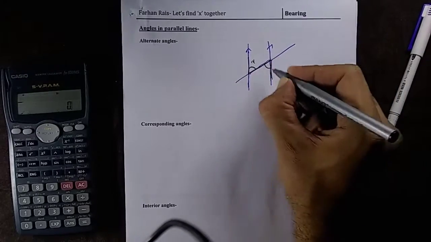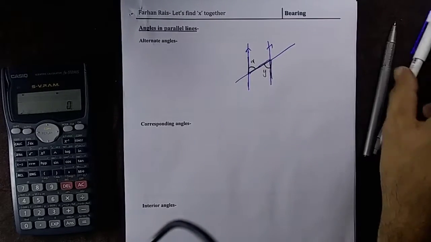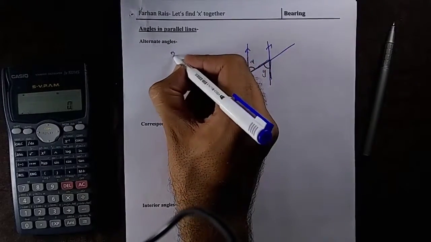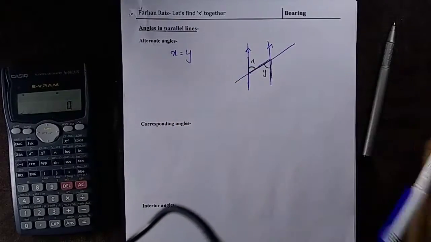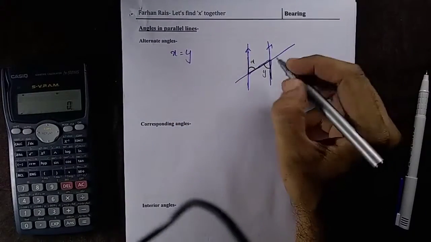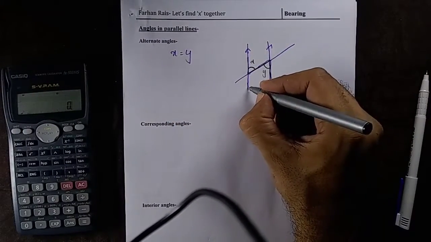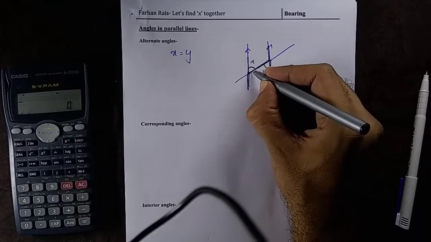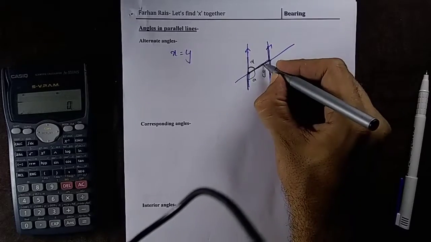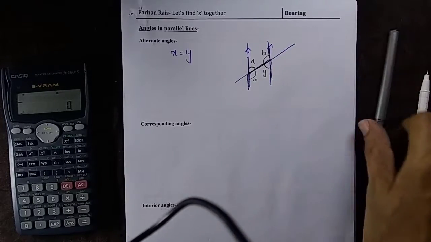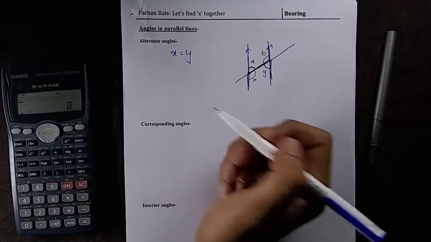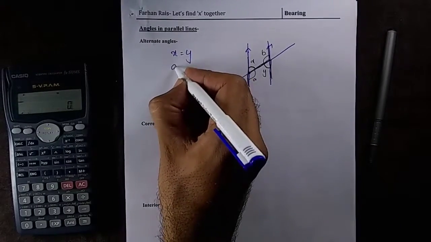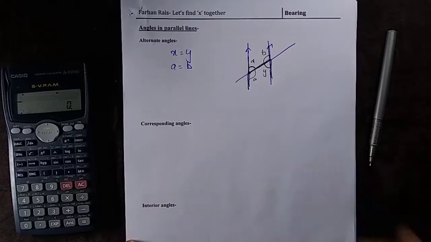So if this is angle X and this is angle Y, as per the property of the alternate angles, these two angles would be same. X equals Y. Similarly, you can see another Z being formed here in this manner. Now, if this is angle A and this is angle B, as per the property of the alternate angles, both these angles would be equal, means A equals B.